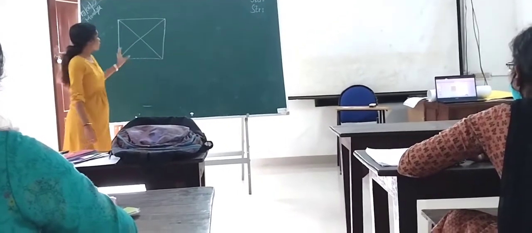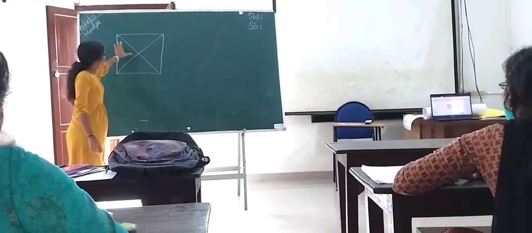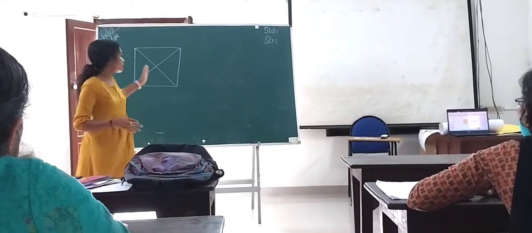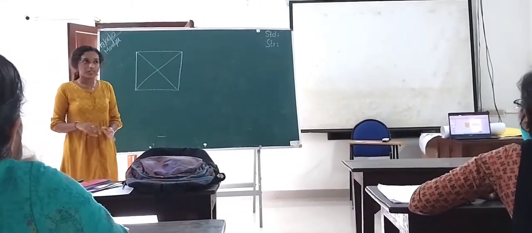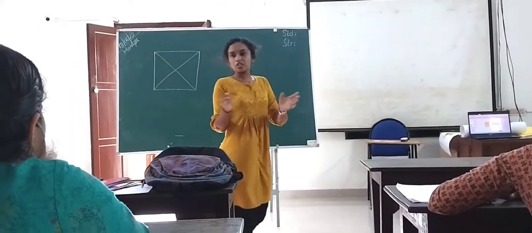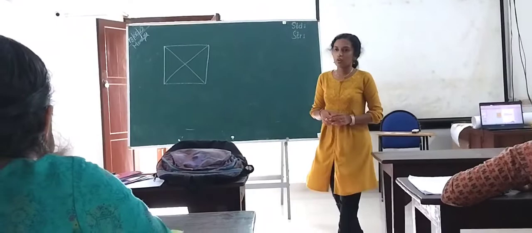Clear? So, what can you say about this rope in terms of the square? In a square, what does the rope represent? Diagonals. Very good. Say diagonals of the square. So each group, please draw the diagonals of the given square.